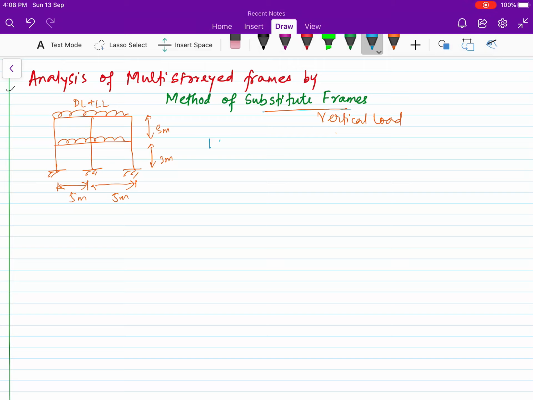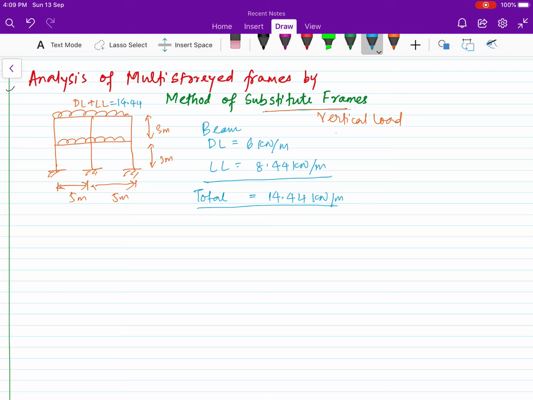The dead load that we had calculated for the beam is 6 kilonewton per meter, and the live load was 8.44 kilonewton per meter. How these values have come, you can refer to part 1. So the total load on the beam is 6 plus 8.44, which is 14.44 kilonewton per meter. So here also 14.44.